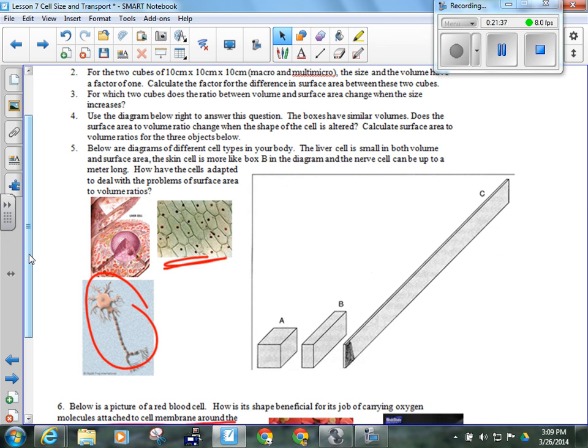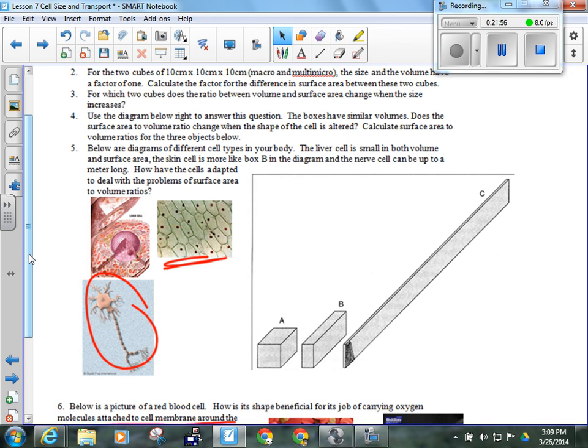This is like this cell here. This is a nerve cell. These are the ones that in your body can be up to 1 meter long, yet they still function. Shape makes a difference. You've got to prove it to me mathematically in question number 4. All right? Everybody with me there?